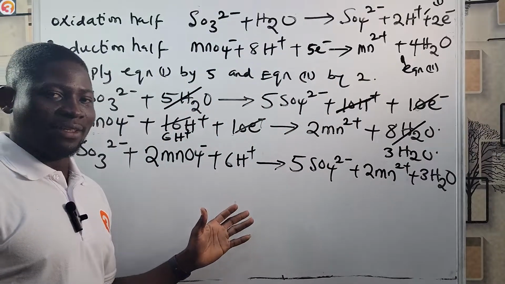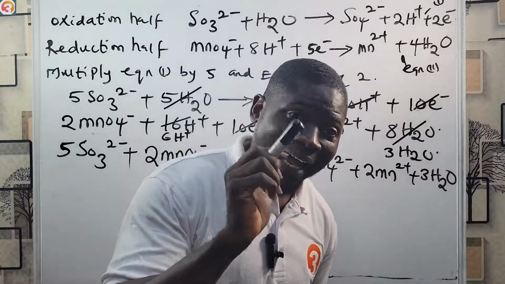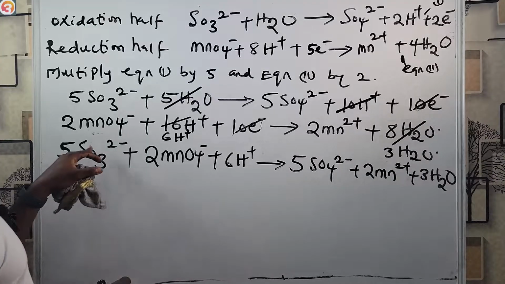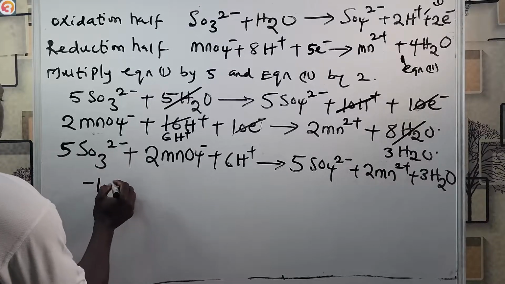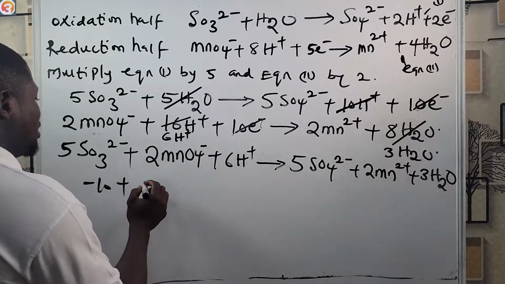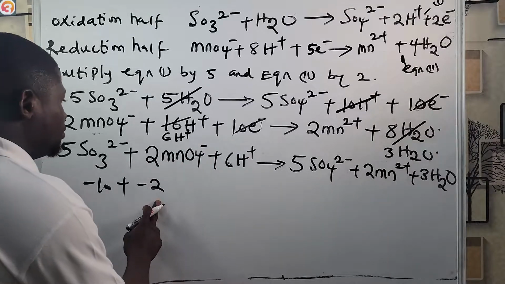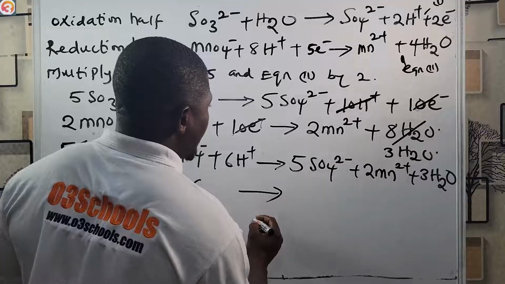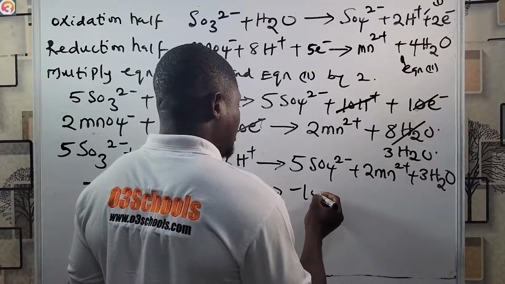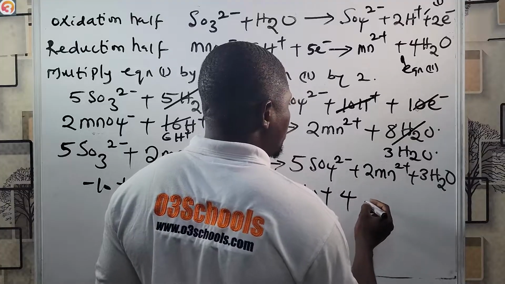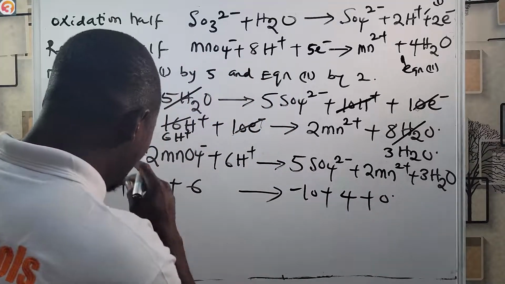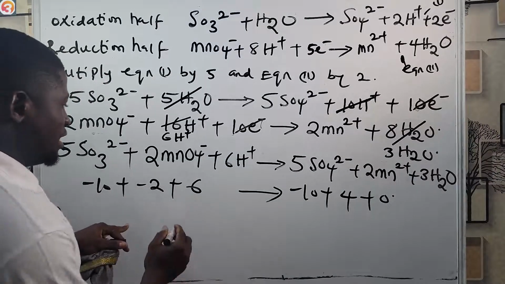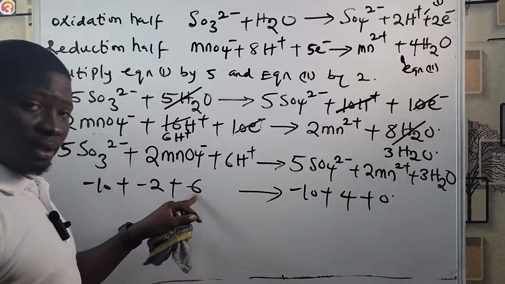Now we need to check for balance. Before you start to smile, you check for balance. What is the charge here? Minus 2 times 5 is minus 10, then 2 times minus 1 is minus 2, then 6 times plus 1 is 6. So minus 2 minus 10 is minus 12, plus 6 is minus 6.